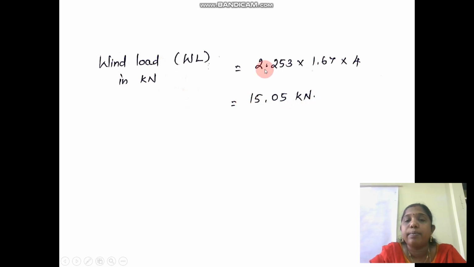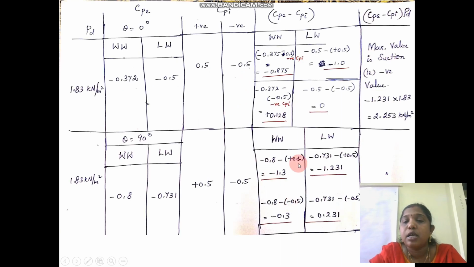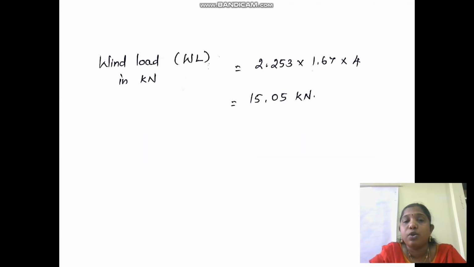Here I have mentioned only the magnitude, not the sign. It means that it is negative, so it is suction, or in other words, it is away from the structure. So your load of 15.05 kilonewton of force is going to act away from the structure, and dead load and live load you have already calculated. This is how you have to calculate dead load, live load and wind load for the design of purlins.